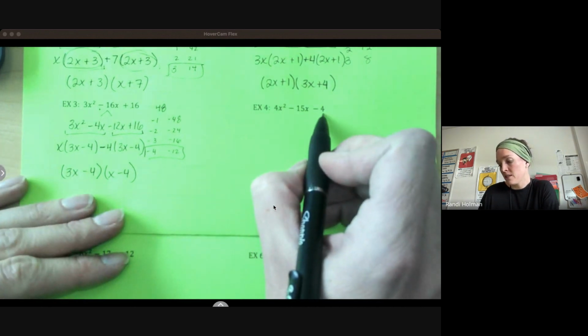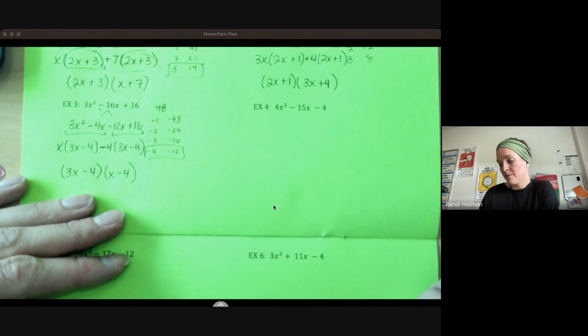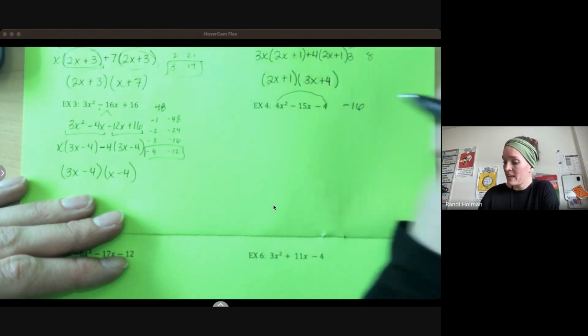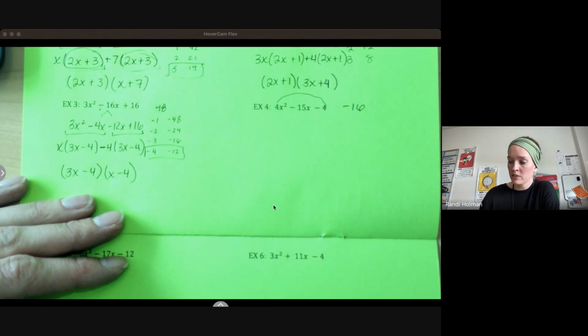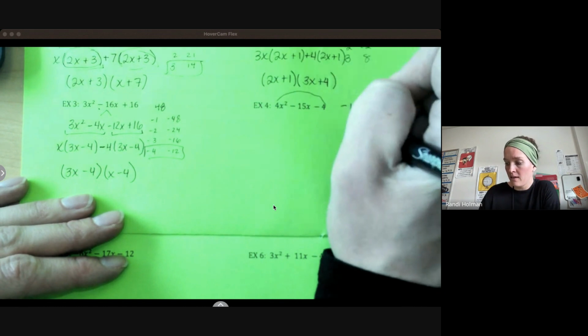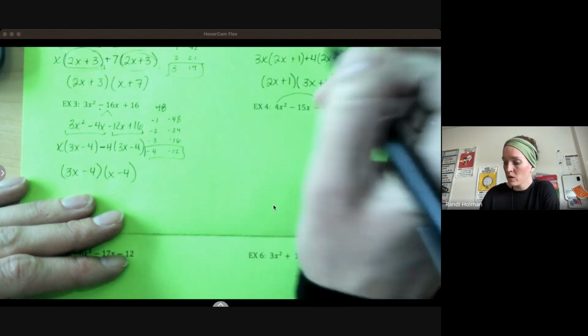Okay, greatest common factor for 4, 1, 16 is 1. Multiply 4 times 4, negative 16. So they multiply to be negative, so one's negative, one's positive. They add to be a negative, so the bigger one's negative. 1 and negative 16. Oh, works right off the bat.